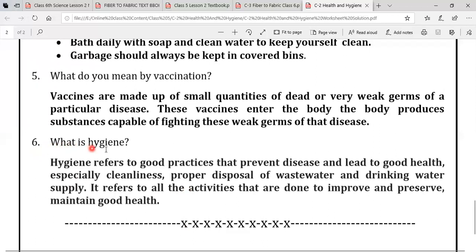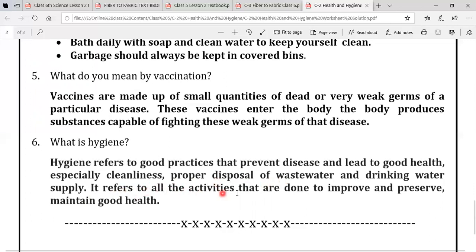And the last question is, what is hygiene? Hygiene refers to good practices that prevent diseases and lead to good health, especially cleanliness, proper disposal of wastewater, and drinking water supply. So first of all, if you want to be hygienic, you need to be clean, correct? Your surroundings should be clean. The wastewater should be disposed of in a proper way. And you should have a clean water supply to your home.